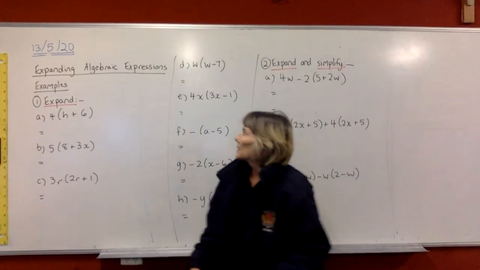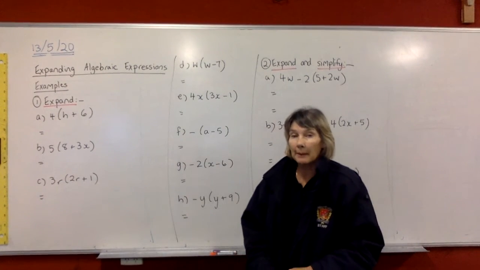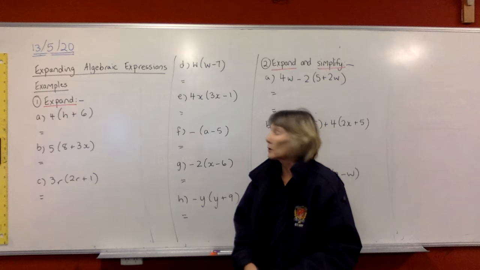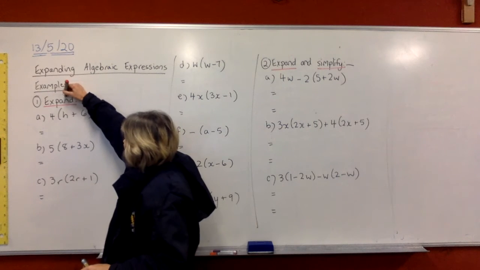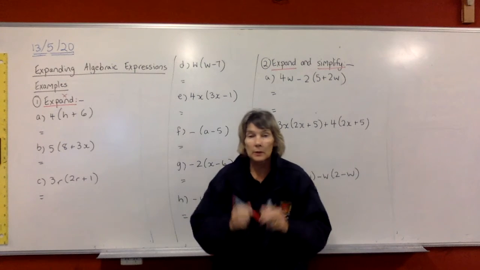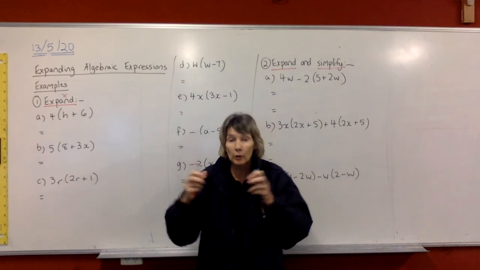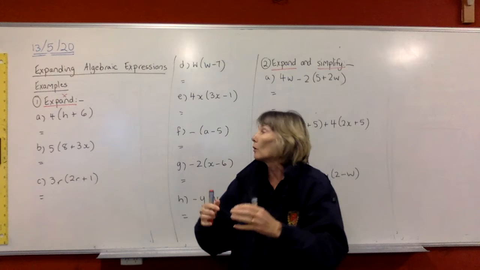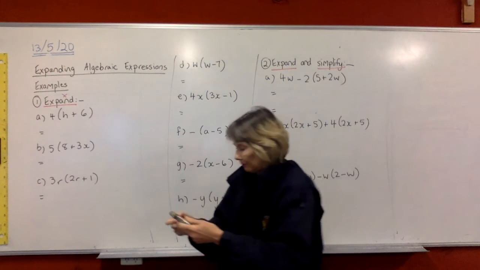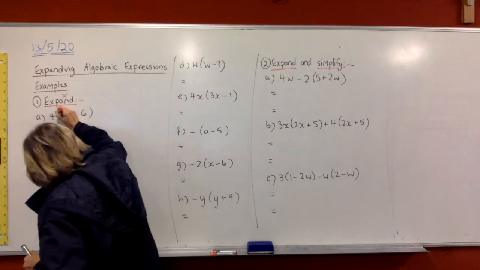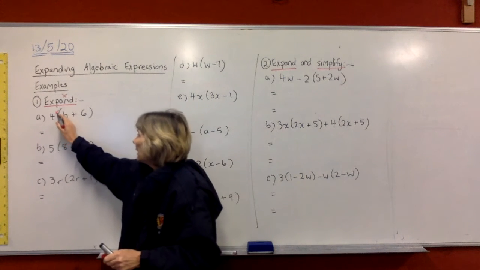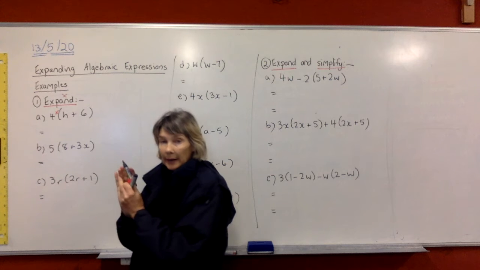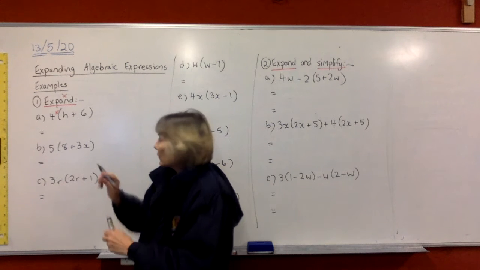Morning, Year 9. So today we're going to be doing expanding algebraic expressions. So the word expand means we're timesing. To expand something means to make it longer, and we're going to make it a little bit longer by working out this multiplication. Okay, so we're going to put the times sign in. You know how to do this. You've done this before in Year 8. So the times goes between the bracket and the thing that's in front of the bracket.